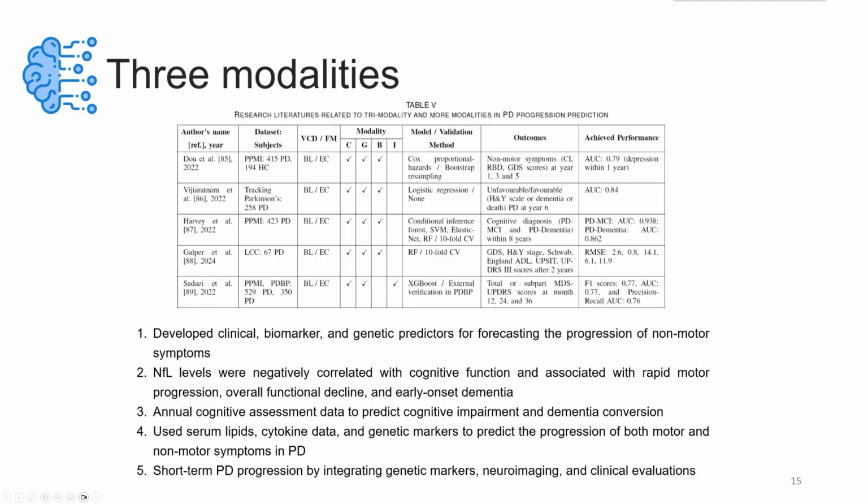For the cases of 3 modalities, some studies developed predictors using clinical, biomarker, and genetic data to forecast the progression of motor and non-motor symptoms in PD. Key findings include the role of alpha-synuclein in PD pathology, the correlation between serum NFL levels and age-related axonal degeneration, and the importance of cognitive factors in predicting outcomes. Additionally, serum lipids were found to be more accurate predictors than cytokines or genetic markers, and olfaction was identified as a potential indicator for cognitive decline.